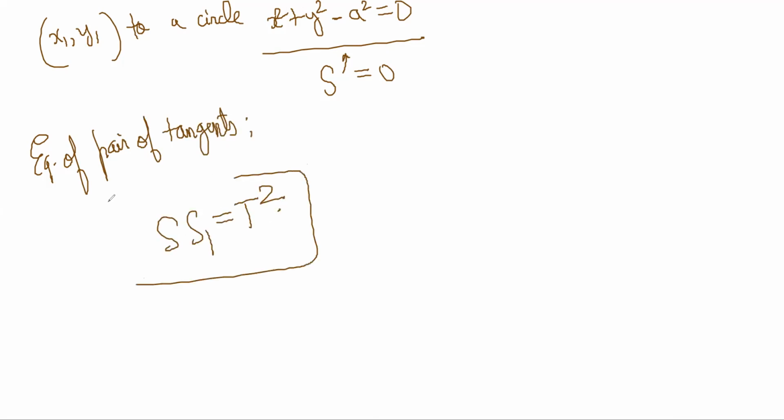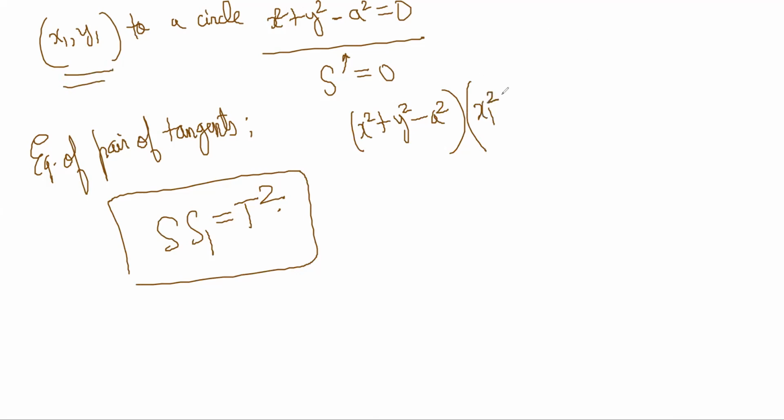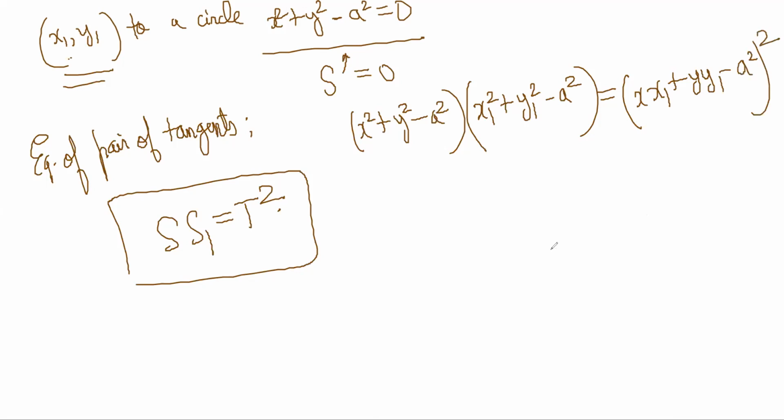Now, what is all this? S is basically the circle equation only. So S is x square plus y square minus a square. Okay. What is S1? S1 is put the point in the circle. Okay. What is that? X1 square plus y1 square minus a square. And what is t square? T is tangent from this point to the circle. So that will be x1 plus y1 minus a square whole square.